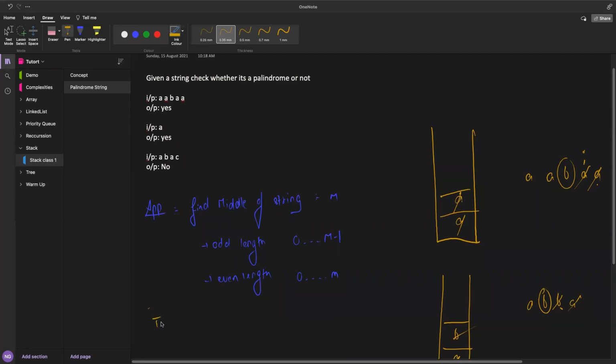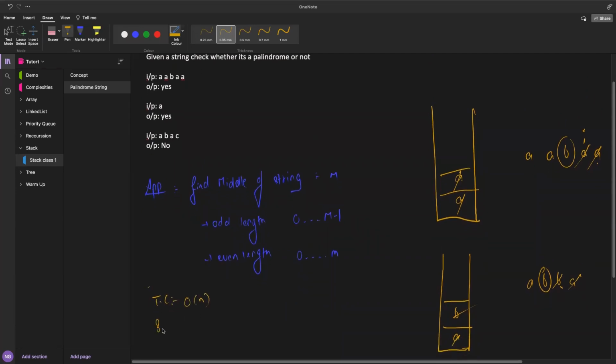What is the complexity? The time complexity of this approach is order of n. The space complexity is n by 2, which means you are using only half the space while storing into the stack.